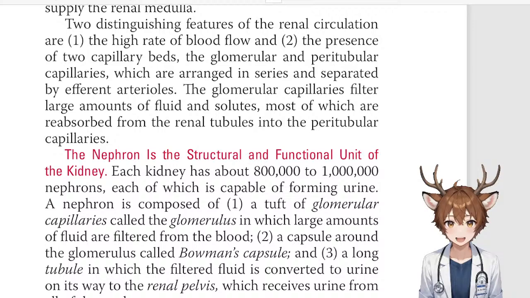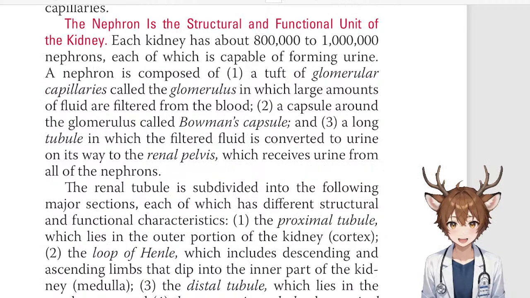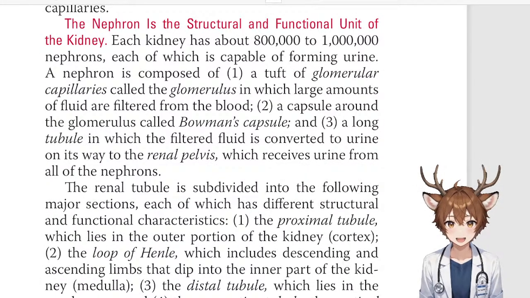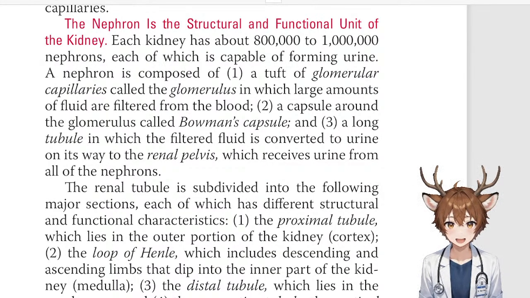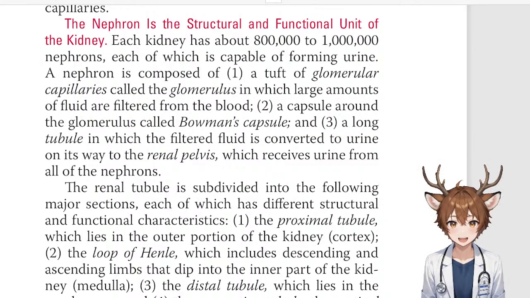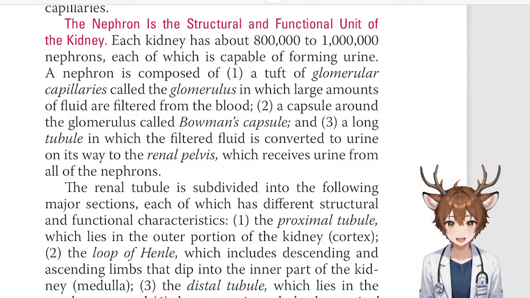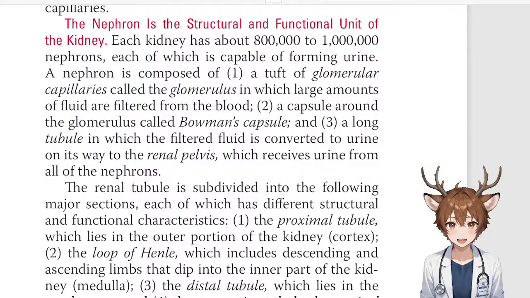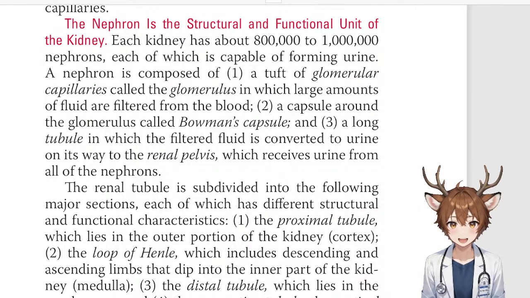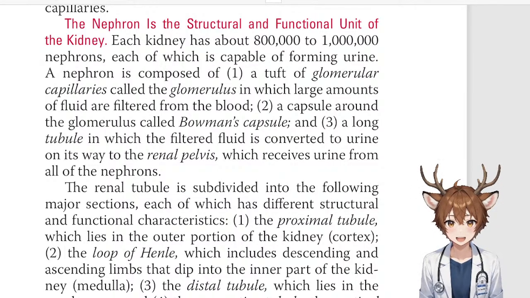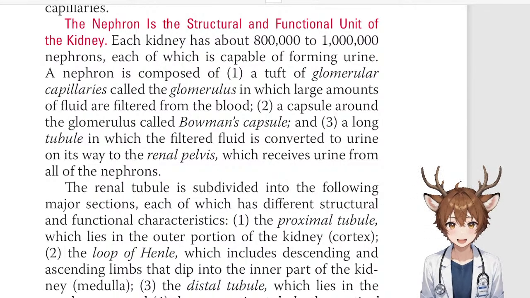Got it. The nephron is the structural and functional unit of the kidney. Each kidney has about 800,000 to 1 million nephrons, each of which is capable of forming urine. A nephron is composed of 1, a tuft of glomerular capillaries called the glomerulus, in which large amounts of fluid are filtered from the blood, 2, a capsule along the glomerulus called Bowman's capsule, and 3, a long tubule in which the filtered fluid is converted to urine on its way to the renal pelvis, which receives urine from all of the nephrons.